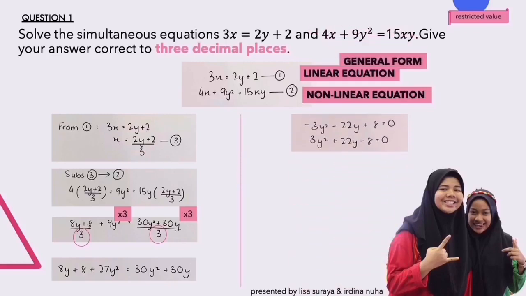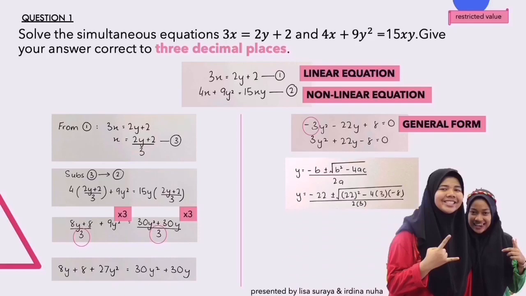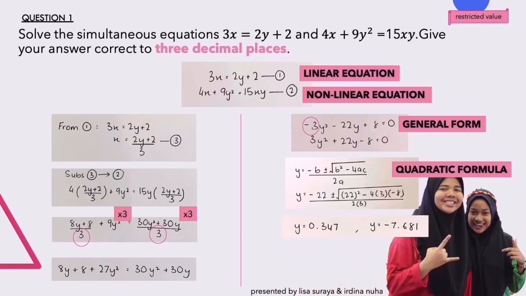Moving on, we now have to convert the equation into general form. All you have to do is bring everything to the left side of the equation, do some simplification, and you'll get negative 3y squared minus 22y plus 8 equal to 0. As you can see, the value of a is negative. In order to make it easier when using the quadratic formula, we have to make sure that the value of a is positive. And now all you have to do is insert all the values in the quadratic formula, and you'll get the values of y.